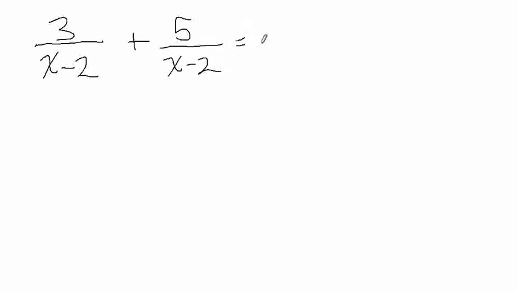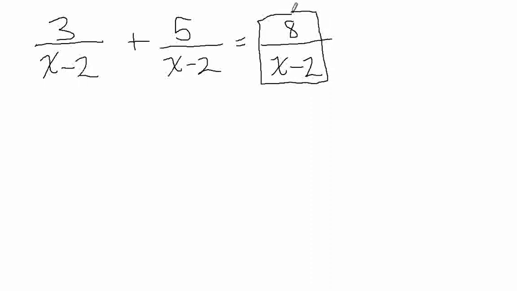So we're going to use the same procedure we would use if we were dealing with numerical fractions. So that means because the denominators are both the same, the answer is going to have the same denominator. And the numerator of the answer is going to be the sum of the numerators of the two original rational expressions. And so we get 8 over x minus 2.